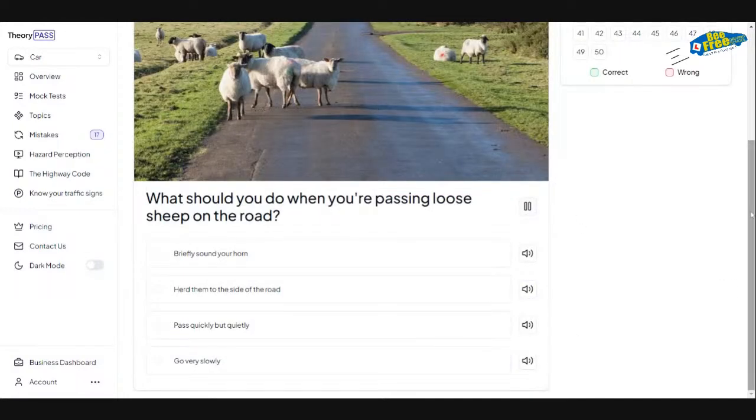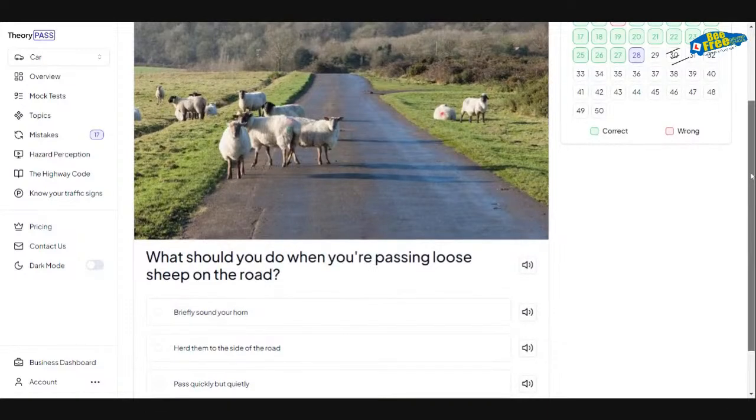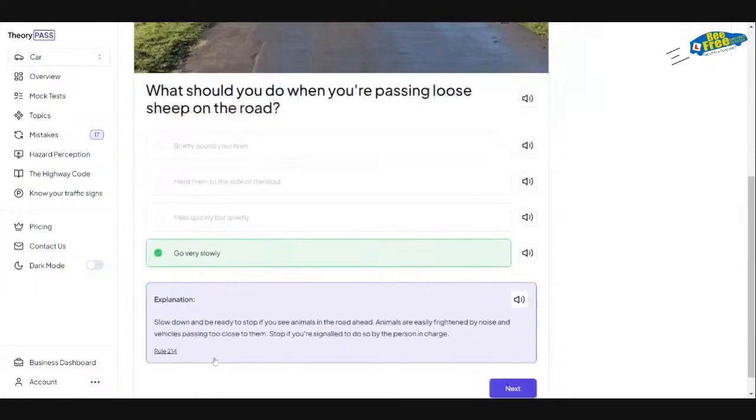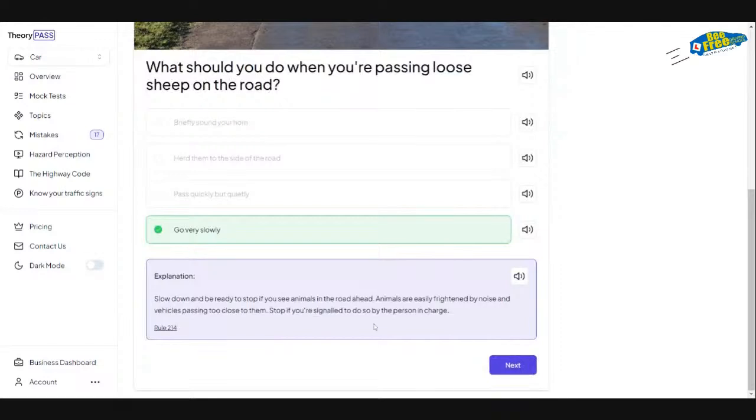What should you do when you're passing loose sheep on the road? Briefly sound your horn. Herd them to the side of the road. Pass quickly but quietly. Go very slowly. Okay, so we're just going to go very slowly past them. We're not going to blow the horn. We're not going to scare them. We're just going to take our time.